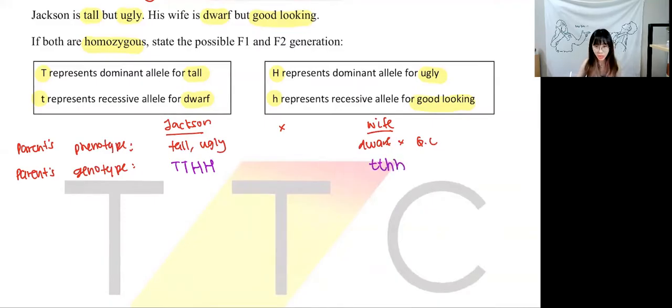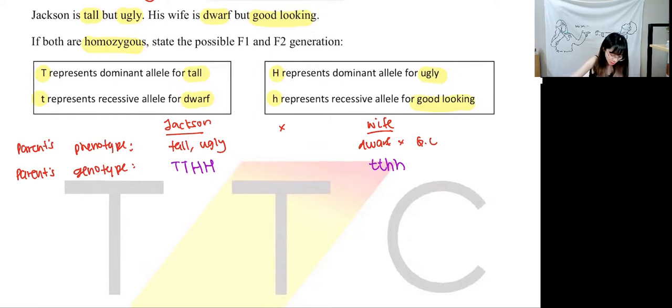Now we get the parents' genotype. This one, we cannot do it wrongly. Once you get it wrongly, the rest of the question will be wrong. A lot of students will also ask, teacher, should I write the H first or T first? You have to follow the question. If they give you tall, you have to write the T first. If they give you ugly, then you have to write the H first. So it depends on how they arrange the words. So we always follow the question's sequence. Tall but ugly or ugly but tall, you have to follow what the question says. So this is how I get two big T, two big H, two small t, and two small h.